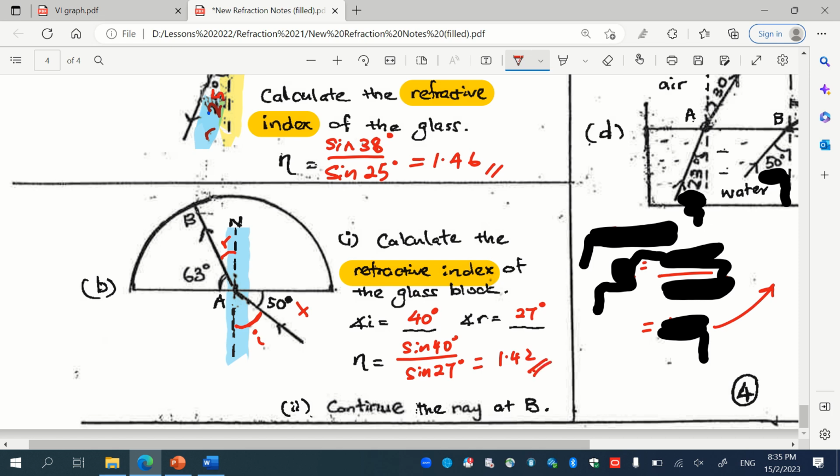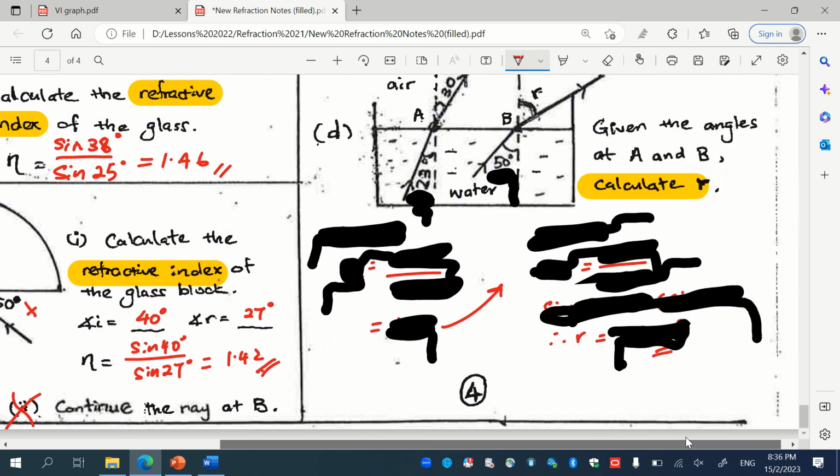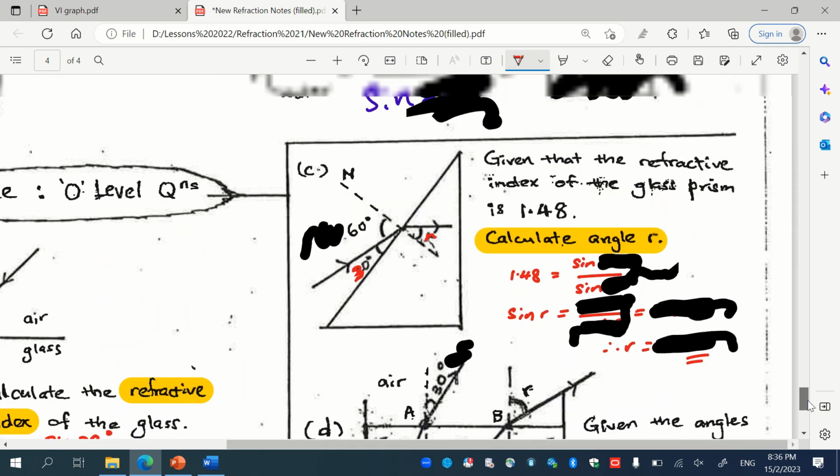We can't do part 2 yet, because I will not teach you yet how the ray travels through a semicircular glass block. After your WA1, then we will learn that. Now a few more on the calculation.